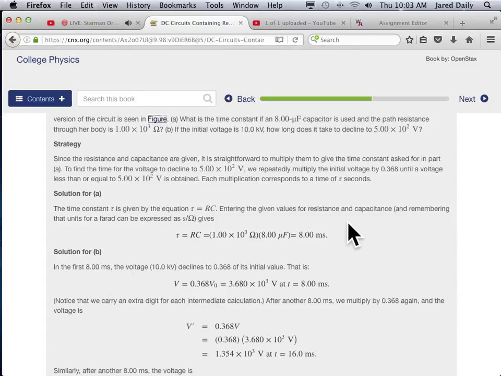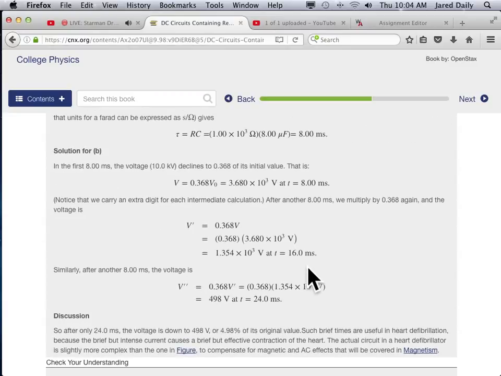And then we're going to calculate the amount of voltage change for the first 8 milliseconds, that first time constant. So we plug that into our equation, and we get down to 0.368 of our original voltage. So that gives us 3.68 times 10 to the 3 volts if we started with 10,000 volts. We would get down to this voltage after the 8 milliseconds.